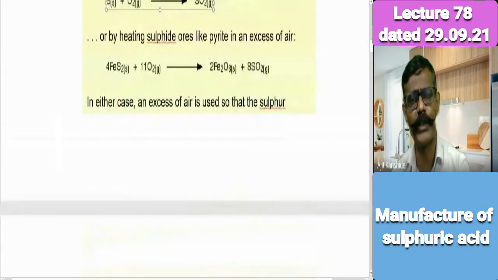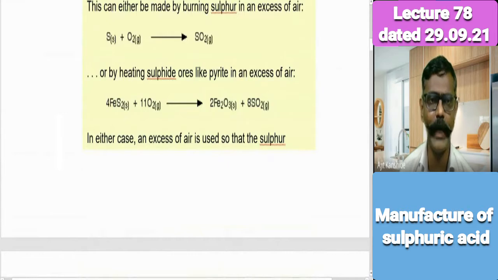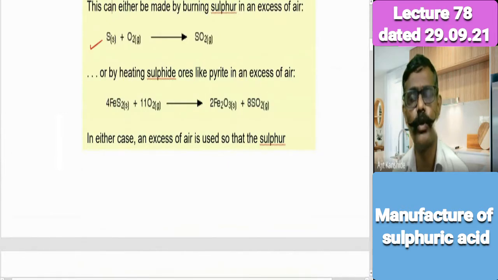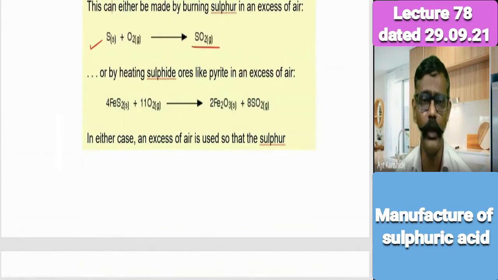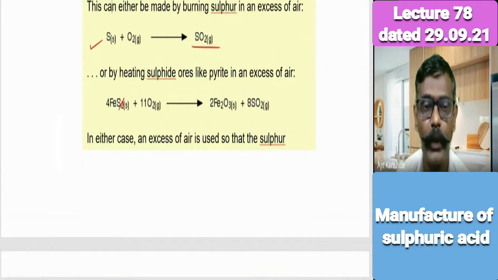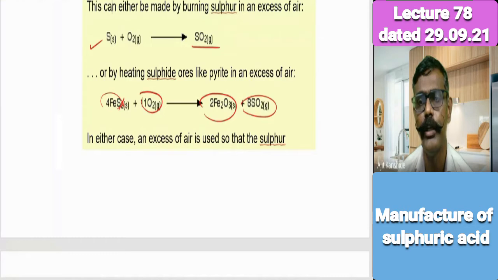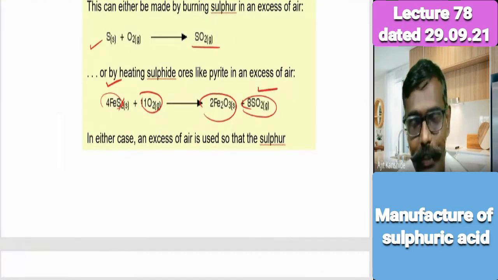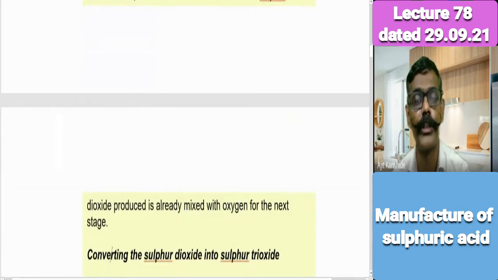How can we obtain sulfur dioxide? Two methods: a direct combustion of sulfur to get sulfur dioxide, and the other is a compound of sulfur. Here is a mistake. Ferrous sulfide you can consider. Last time I had given the proper reaction. You can go through that reaction. Here the reaction balancing is the issue. But what is important is that ferrous sulfide will form sulfur dioxide. This is the other way of producing sulfur dioxide.